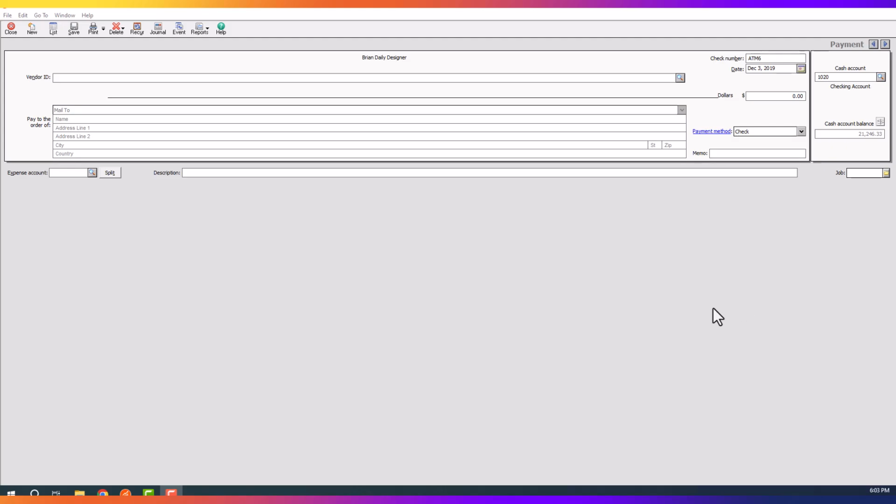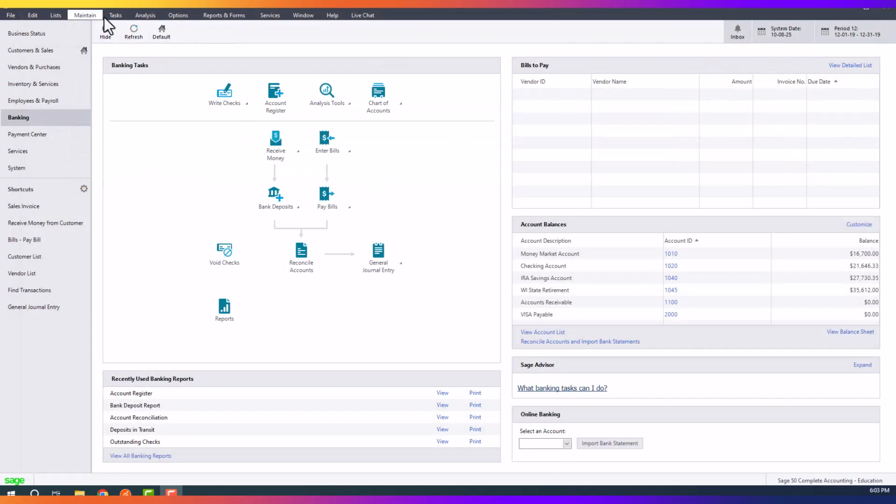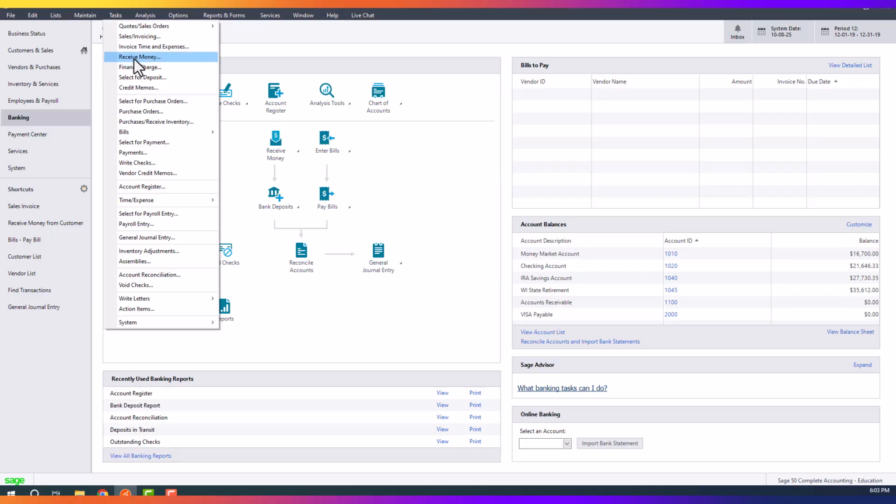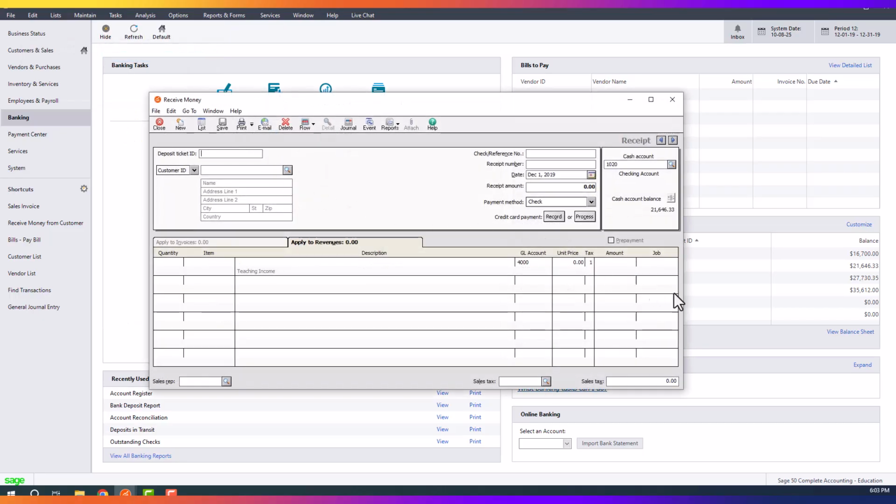Our next transaction on the table on page 353 is a deposit. So I need to close out of the write checks window, and from the task drop down, I'm going to select receive money, and I'm going to enter the details here. So I've entered the date of December 8th. I've typed in Milwaukee Community College for the name. I typed the word deposit for the checker reference number.